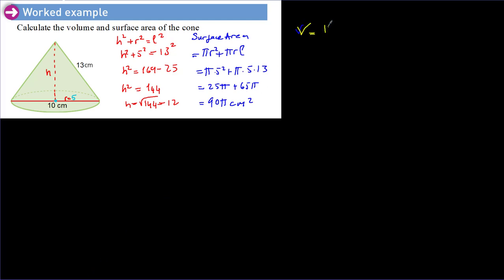And if we return to volume, it's going to be equal to 1/3 pi r squared h, or pi r squared h over 3, which is equal to pi times 5 squared, and h, we found, is 12, over 3, which is equal to pi times 25. 12 and 3 you can simplify. This is going to be 4 and this is going to be 1. Pi times 25 times 4 is equal to 100 pi centimeter cubed.